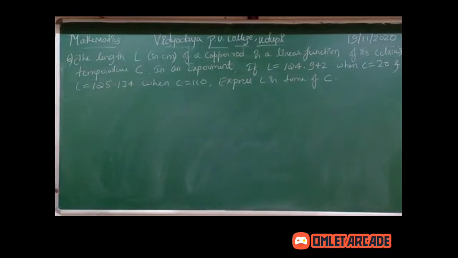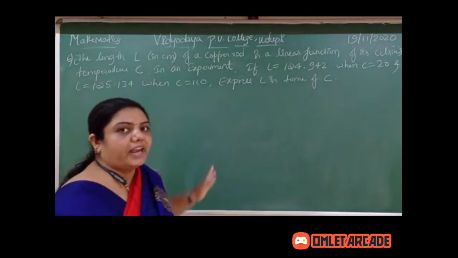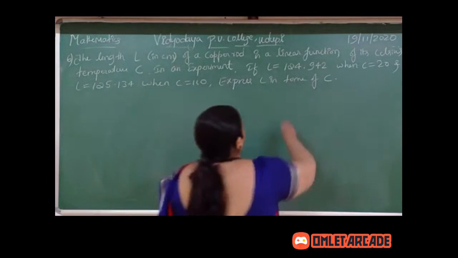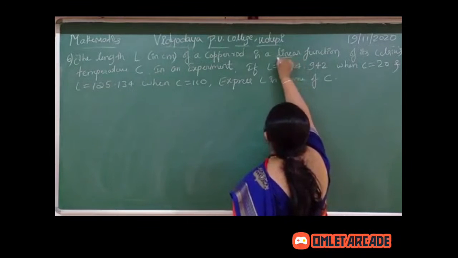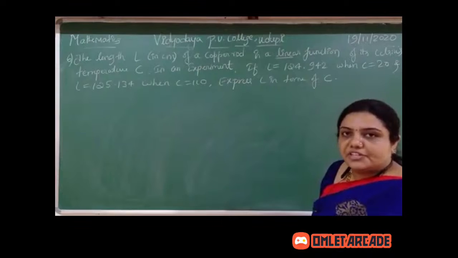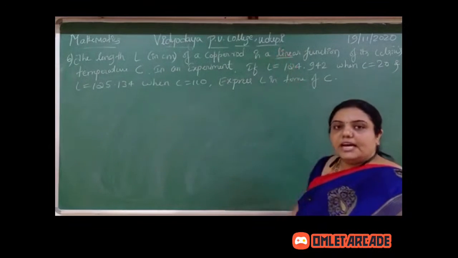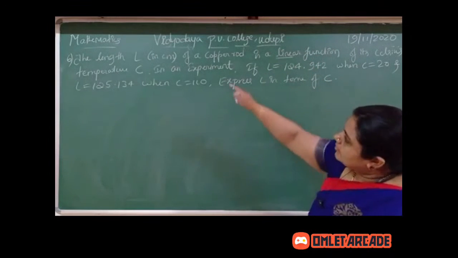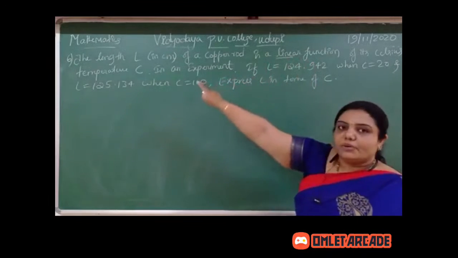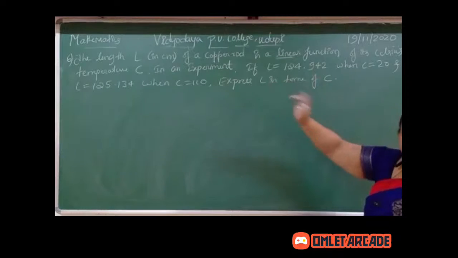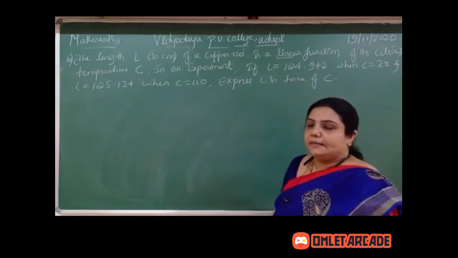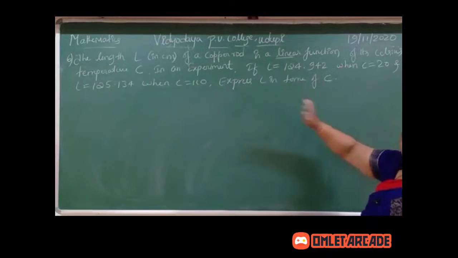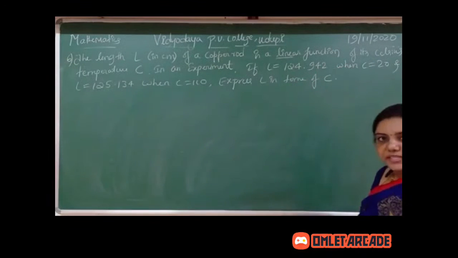First, understand the question. The length L of a copper rod is a linear function. They are saying length and Celsius make a linear function. The name itself tells you the identity of a linear function: it represents a straight line. So here, what are the two things we have? One is length L and another is temperature C. In this experiment, two pieces of information are given, so you have to find L in terms of C.